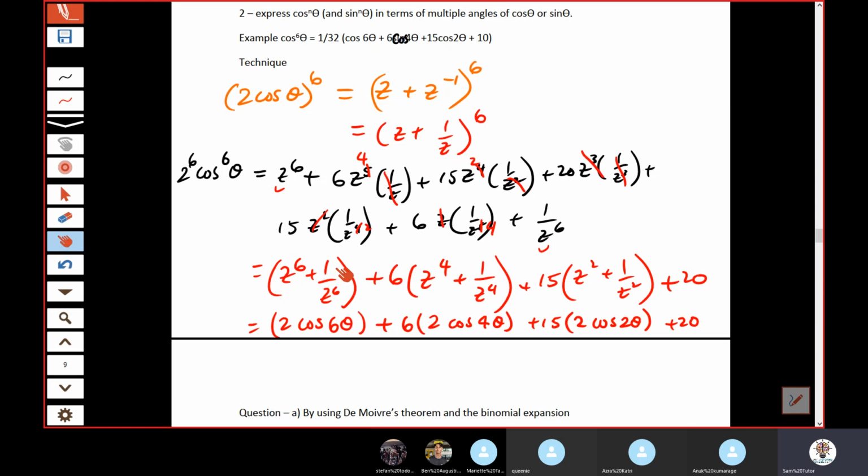So isn't this z^6 plus 1 on z^6 the same as z^n plus 1 on z^n? Except what is n equal to for the first one? So then didn't we say this was equal to 2 cos n theta? So then it'll become 2 cos 6 theta, and 2 cos 4 theta, and 2 cos 2 theta.